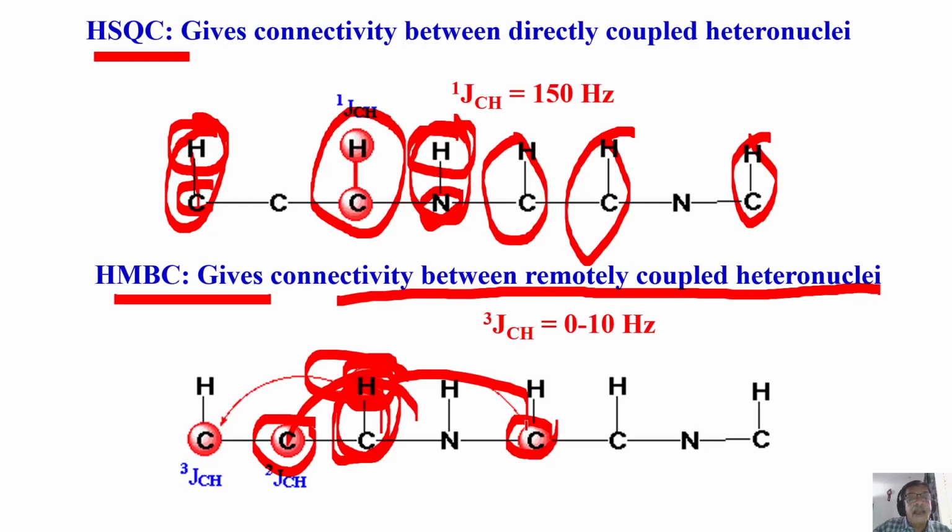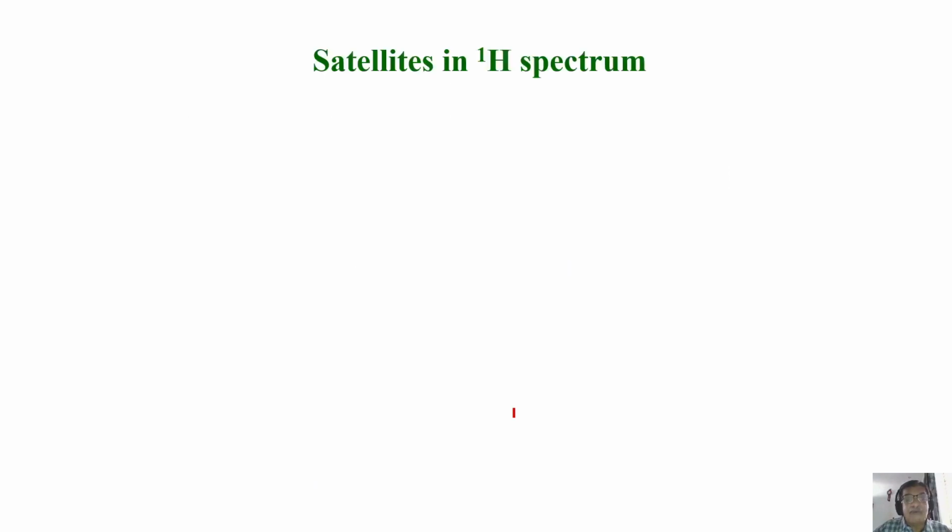This is the HMBC experiment, where you get long-range correlation, remotely bonded carbon-proton correlation. Now, we will try to analyze what are called proton decoupled and proton coupled HSQC and HMBC experiments, in which case you need some idea about proton-carbon couplings in the proton spectrum, which we already discussed.